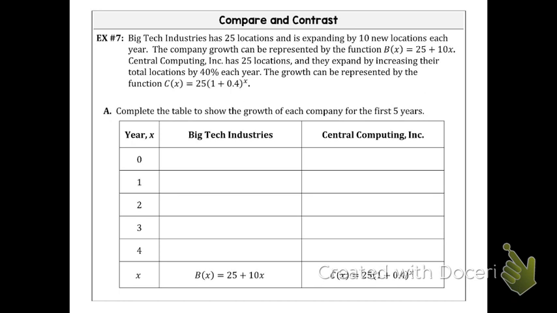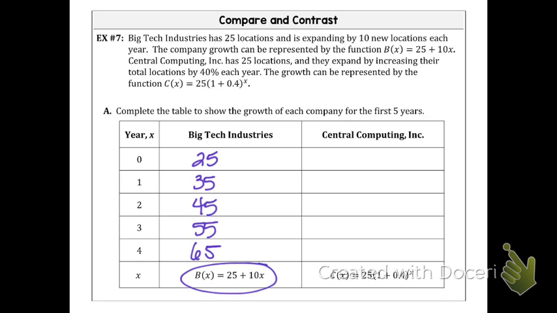Well, we know in year 0, the very beginning, Big Tech has 25 locations. And then they're going to increase by 10 new locations each year. So 25 plus 10, plus 10, plus 10, plus 10. And then they even showed us the equation, that it's the initial value, a sub 0 plus dn, right?